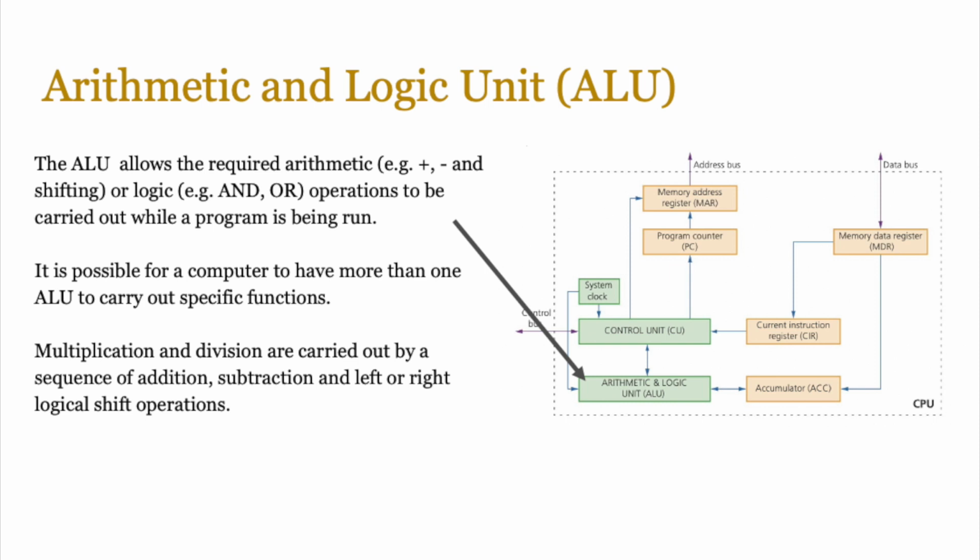of the CPU. The ALU allows the required maths to happen, the required arithmetic, so addition, subtraction, shifting, or logic operations, AND, OR, NOT, those kind of things. It is possible for a computer to have more than one ALU to carry out specific functions. So you could have a control unit and multiple arithmetic and logic units to do various different kinds of maths. Multiplication and division are carried out by a sequence of addition, subtraction, and left or right logical shift operations. And we already know this from Unit 1.